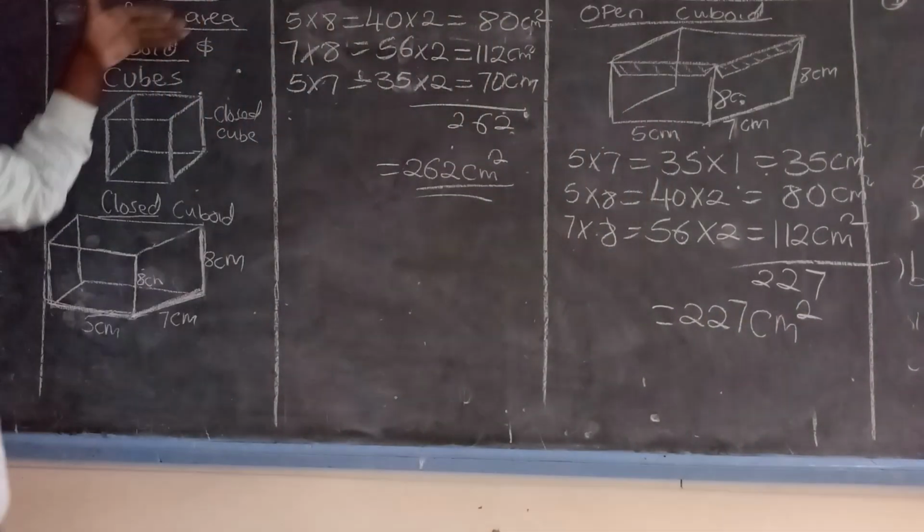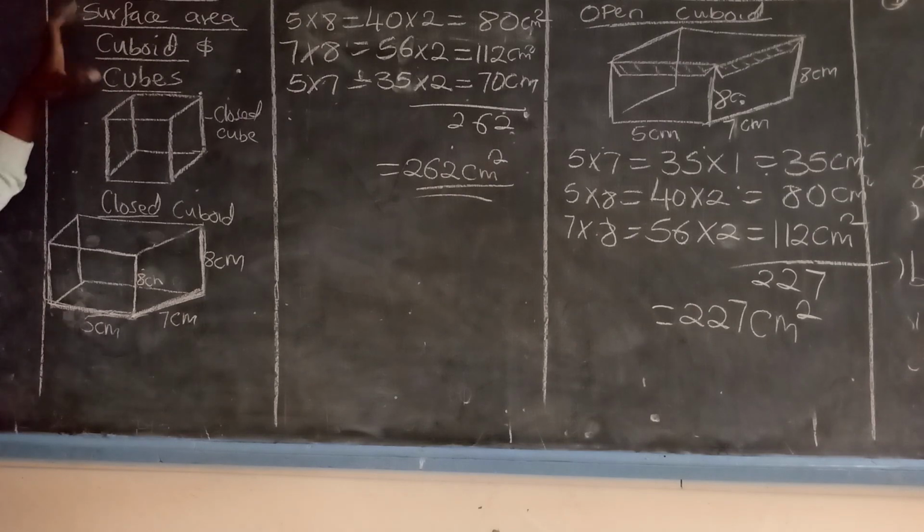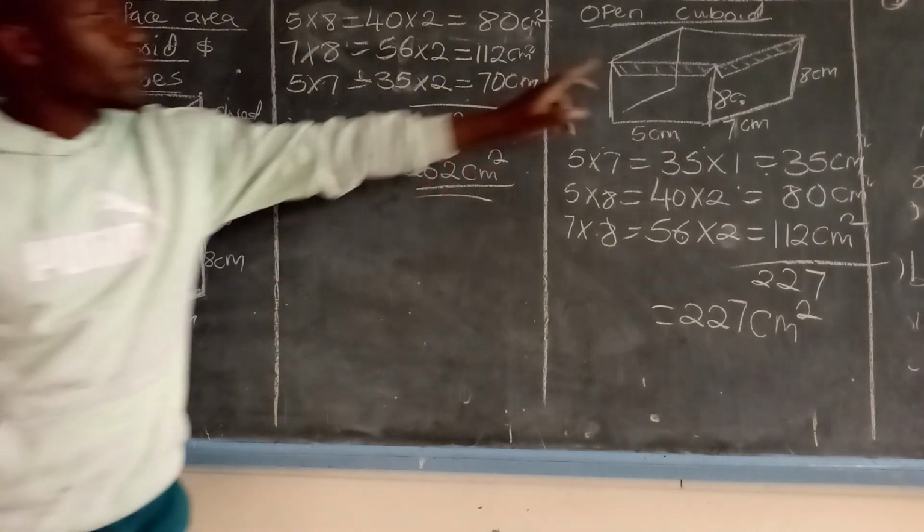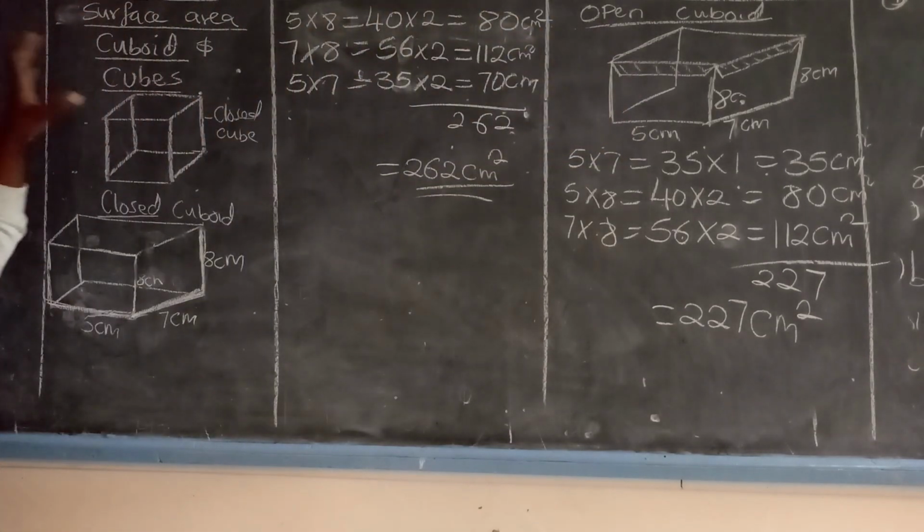So the same format that I've used to calculate the surface area of a closed cuboid and an open cuboid is the same format you use when you want to find the surface area of a cube.